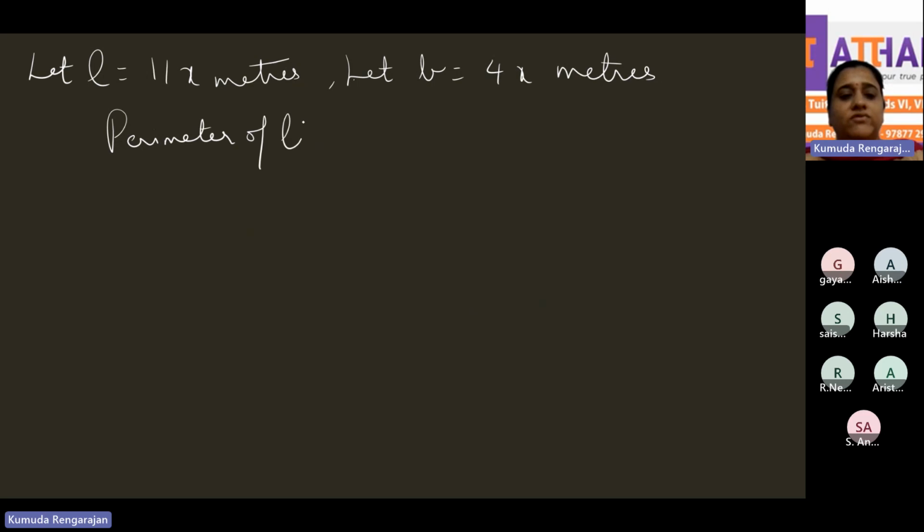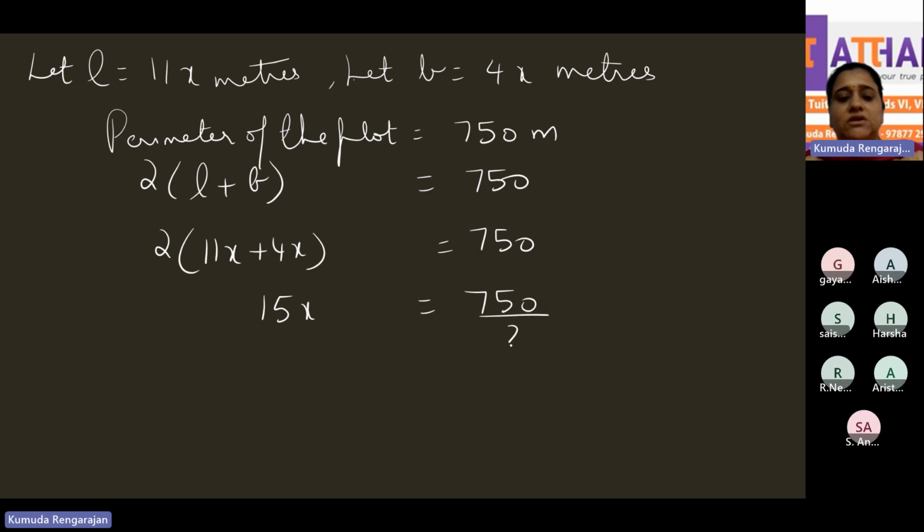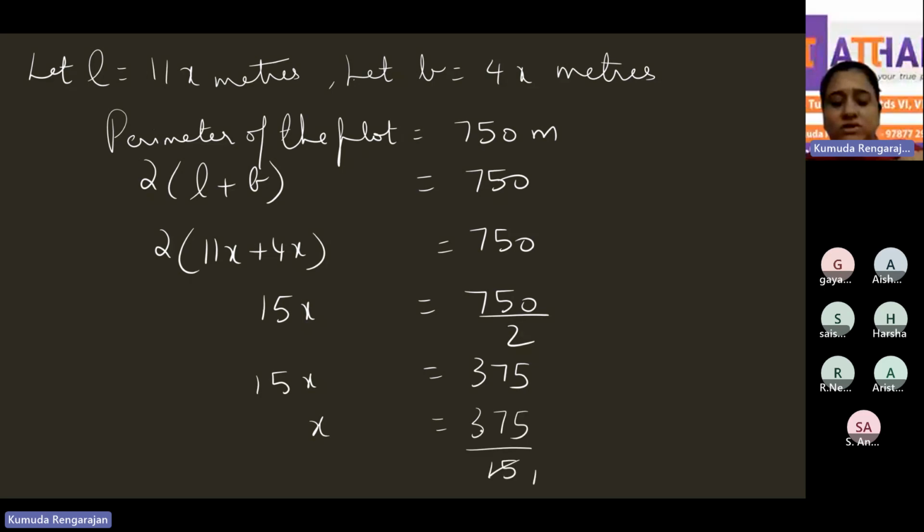So perimeter of the plot is equal to 750 meters. We found it. So 2 into L plus B is equal to 750. 2 into 11x plus 4x is equal to 750. 2 comes for division. 11x plus 4x is 15x. So 15x is equal to 375. X is equal to 375 divided by 15. 15 ones are 15, 15 twos are 30, 7 remains, 15 fives are 75. Please check the calculation. So x is equal to 25.